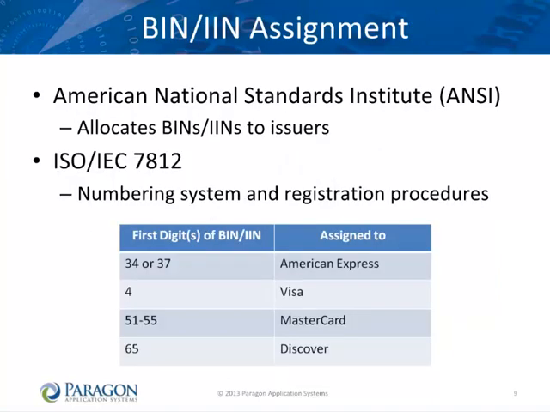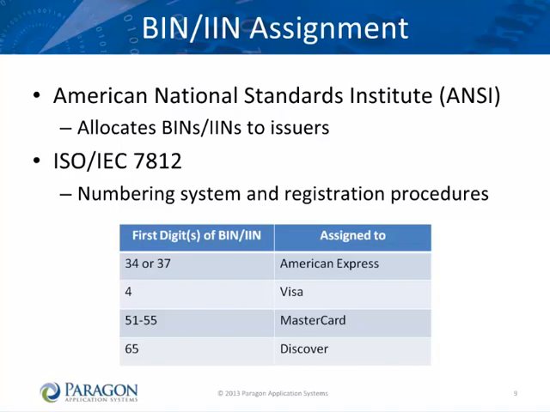The American National Standards Institute is responsible for allocating bins to issuers. The ISO IEC standard 7812 describes the numbering system and registration procedures that are used when assigning a bin to an issuer. The account number and the check digit for each card are assigned by the issuer. You can typically identify the global card brand that is associated with each card by the first one or two digits of the card number.